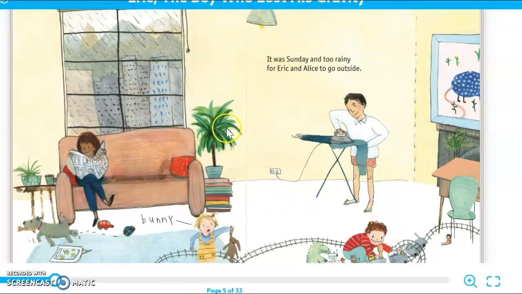Look, we also can say where they are. We might have a setting. They are inside of their house. Why? Because it's too rainy to go outside.